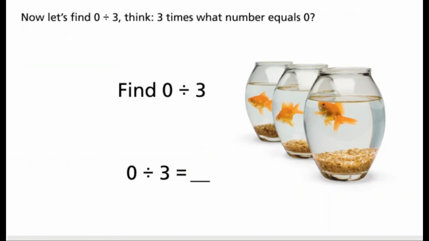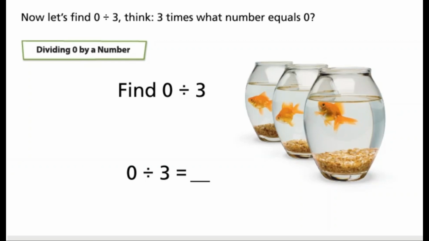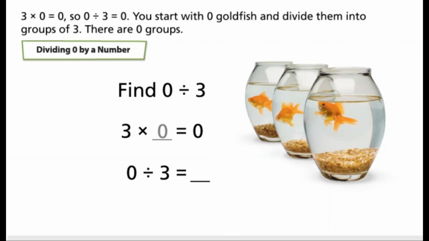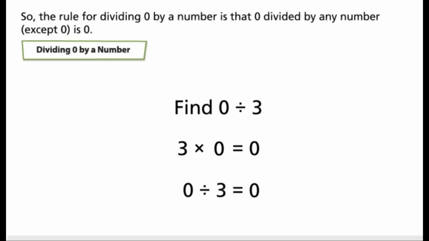Now let's find 0 divided by 3. Think 3 times what number equals 0? 3 times 0 equals 0. So 0 divided by 3 equals 0. You start with 0 goldfish and divide them into groups of 3. There are 0 groups. So the rule for dividing 0 by a number is that 0 divided by any number except 0 is 0.